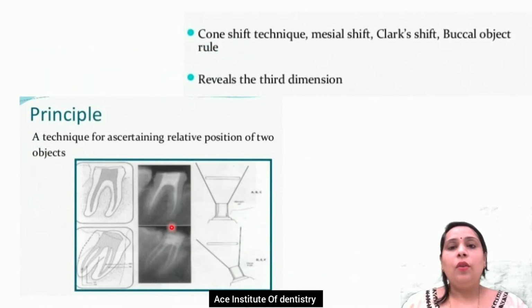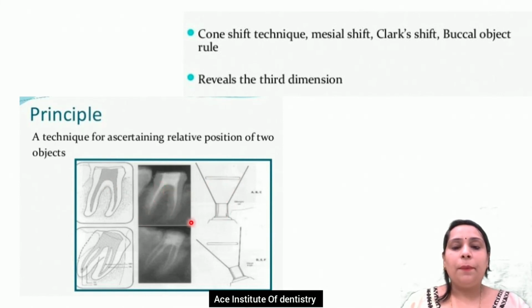Okay, now how does this work? Cone shift technique or the mesial shift. These are the other names. Clark's shift, buccal object rule, reveals the third dimension. All these are the other names. So if you are placing very parallel to the long axis of the arch of the mandible, then you will have in one root two canals.